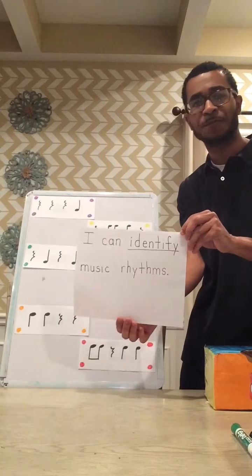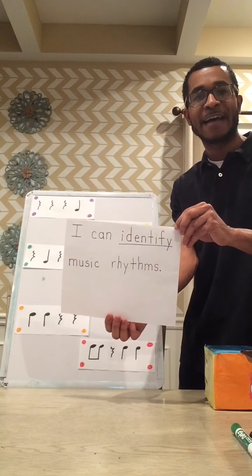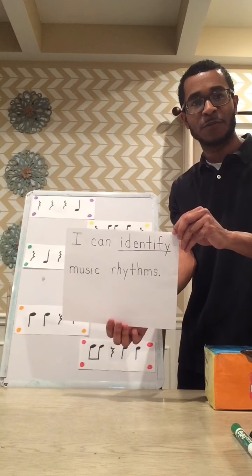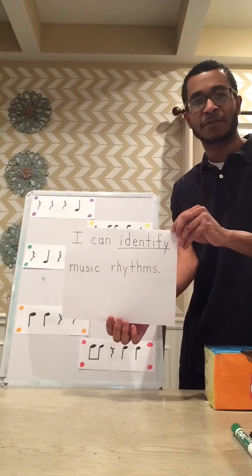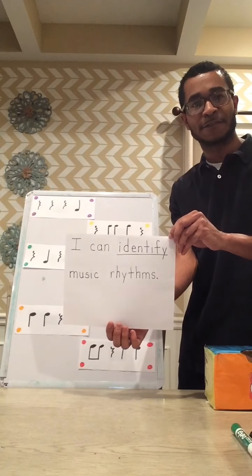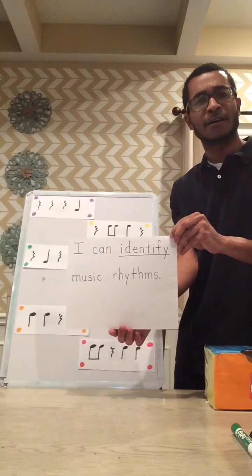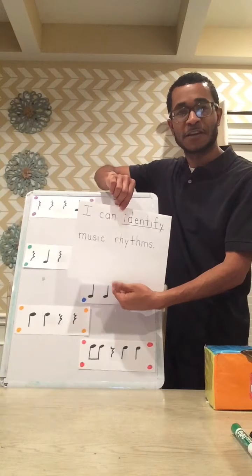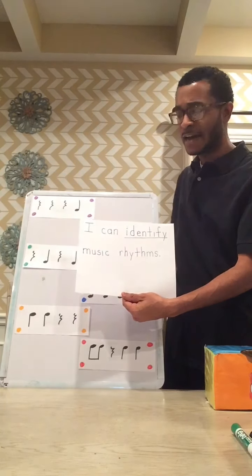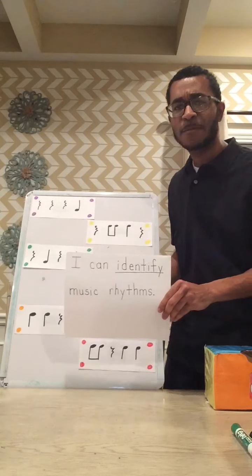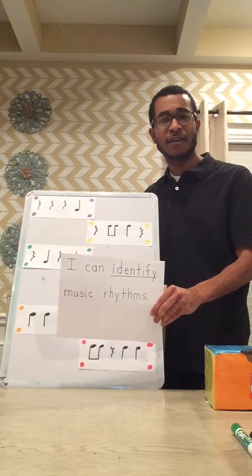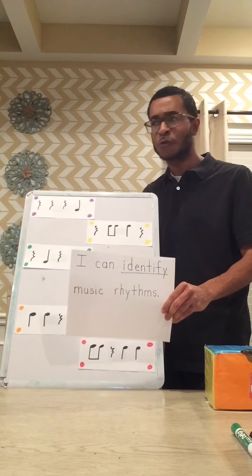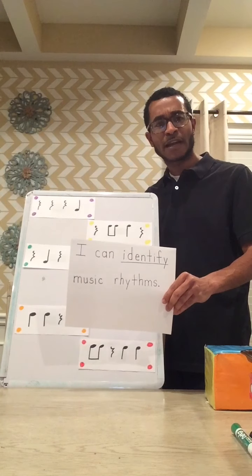I'm going to hold it up for you. It says, I can identify music rhythms. Boys and girls, if you noticed, I underlined the word identify. Okay? Why did I underline the word identify? Well, identify is a big word for kindergarten and first grade students. Identify means you're able to remember what something is, and when you see it the next time, you identify it. You know what it is. Okay? So that's what identify means.